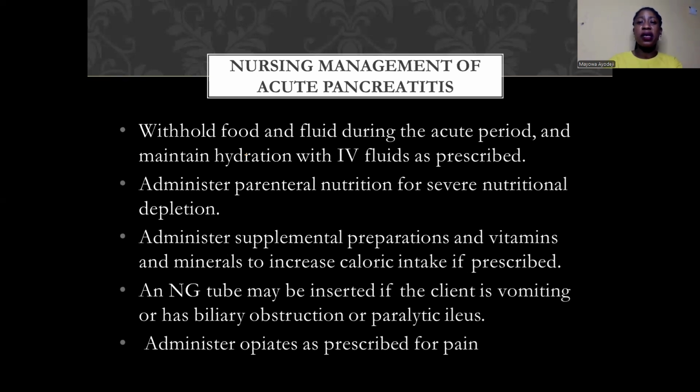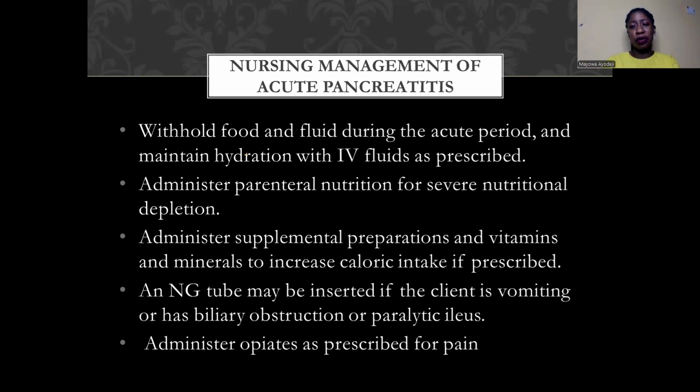What are your roles when it comes to managing a patient with acute pancreatitis? You have to make sure that the patient is NPO. Someone who has acute pancreatitis, you don't want to give that patient food at that particular time, because you need to rest the organ. We don't want to subject that organ to more suffering or any pressure at that time. So you put the patient on NPO. We withhold food and fluid during the acute period, because we want the pancreas to rest.